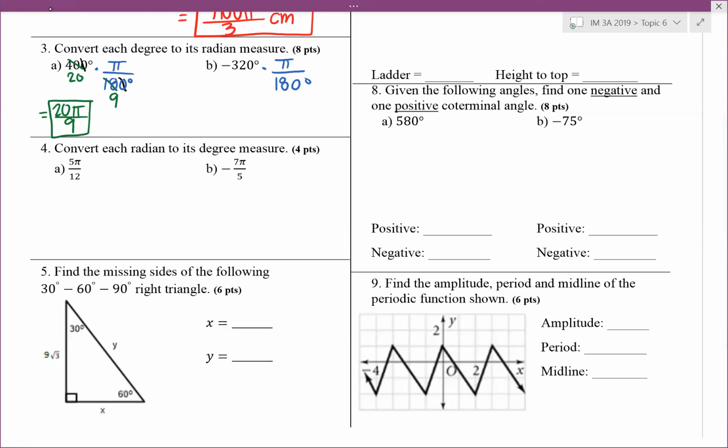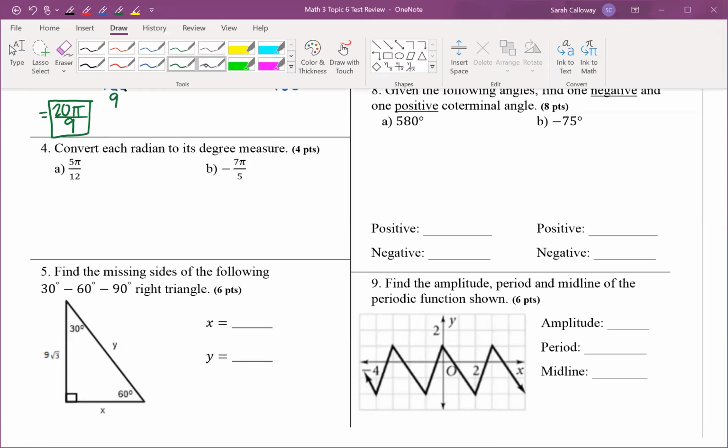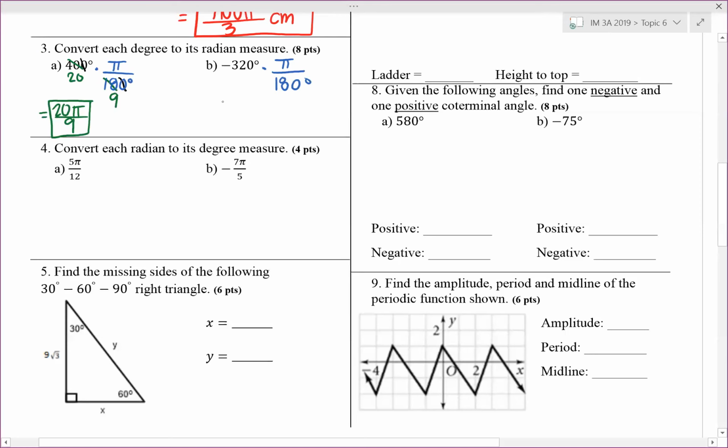We can do the same thing with the 320 and the 180. So because that 320 is negative, we know our answer is going to be negative. So we just have to make sure to carry that down. So I can divide negative 320 and positive 180 by 10. And I get negative 32 and positive 18.